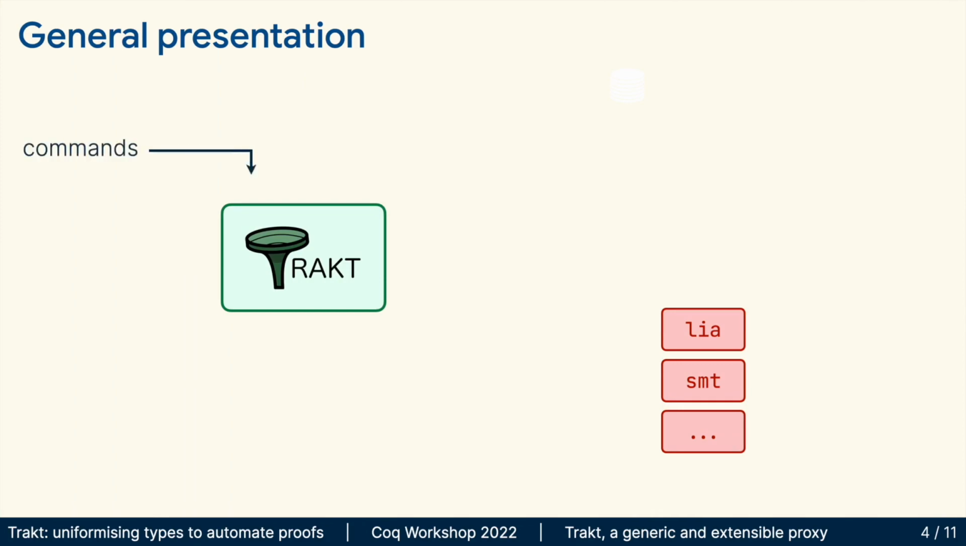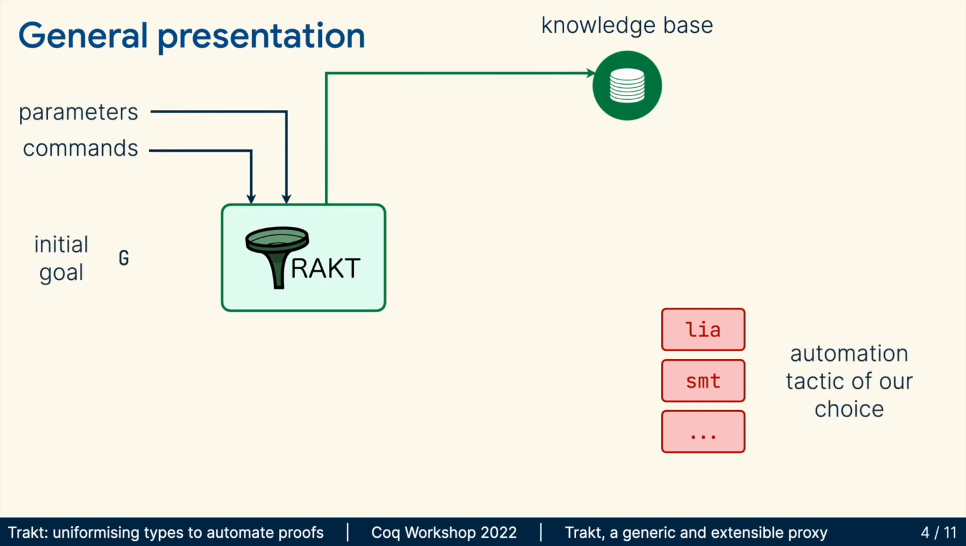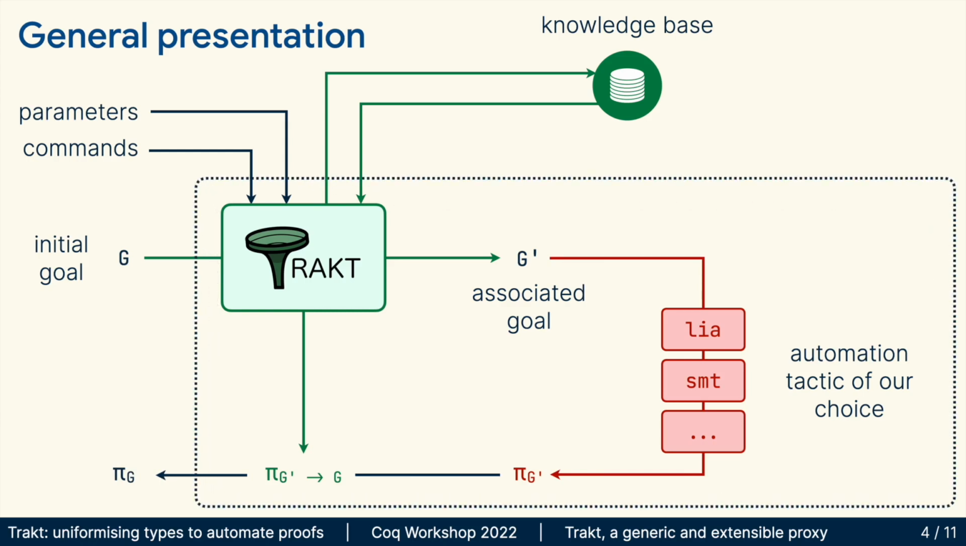First, the user fills a database with commands, which are user-friendly. Then you take your goal G, and thanks to parameters, you configure the tool to target the automation tactic of your choice, and then the tool will turn G into a G prime thanks to the data in the knowledge base. And G prime is associated with a proof that it implies the initial goal, so that if G prime is provable by the automation tactic, we are able to get back a proof of G. Which means the tool here is an enhanced version of the automation tactic.